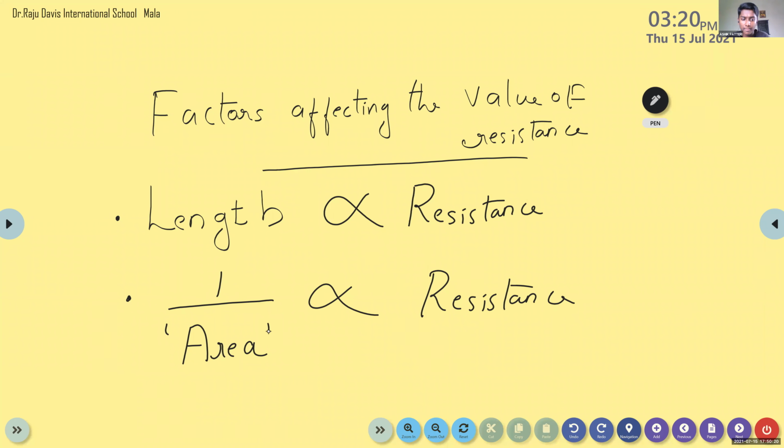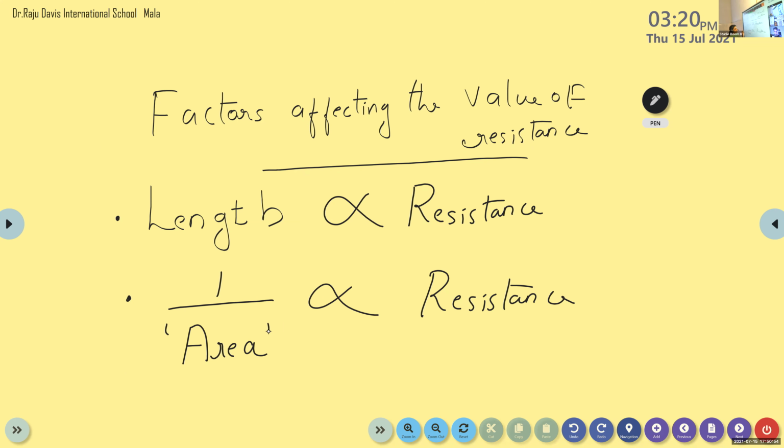Okay, so here we get the two factors that are affecting the value of resistance. One is length and the second one is area of cross section. The length and resistance are directly proportional to each other. Whenever the length of the wire increases, the resistance also increases. Secondly, whenever the area increases, resistance decreases and vice versa. That is, if the area increases, resistance decreases, or if the area decreases, resistance increases.